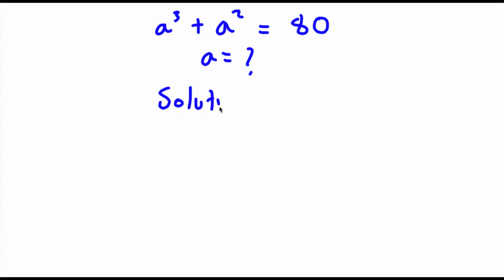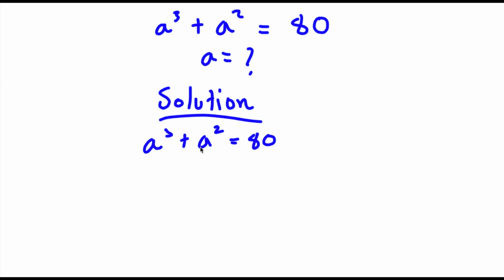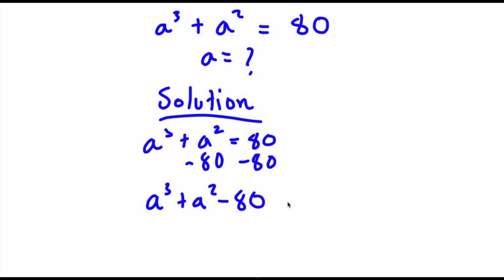So our solution. So we start with, obviously, a to the power of 3 plus a squared is equal to 80. And now what I'm going to do is I want to get all these terms on one side. So I'm going to move 80 to the left-hand side by subtracting 80 on both sides. So now I have a to the power of 3 plus a squared minus 80 is equal to 0.